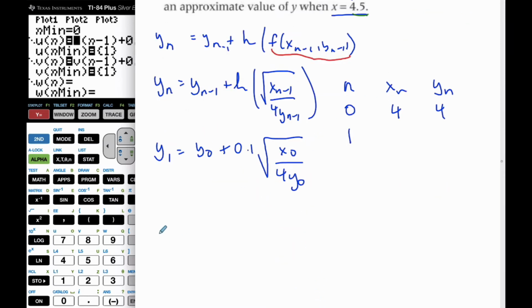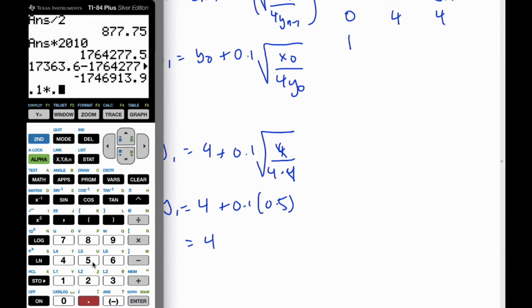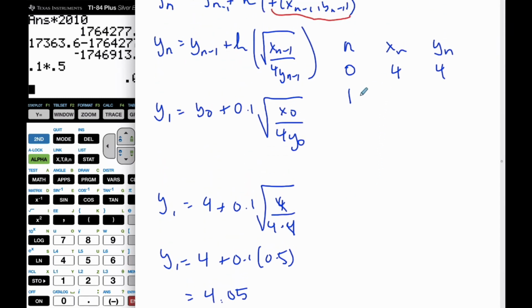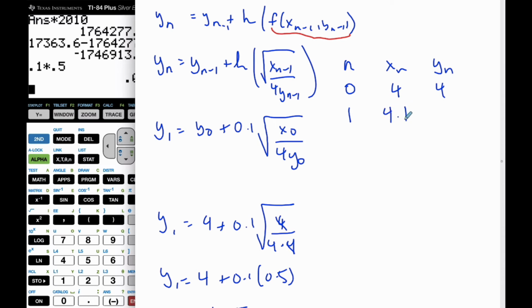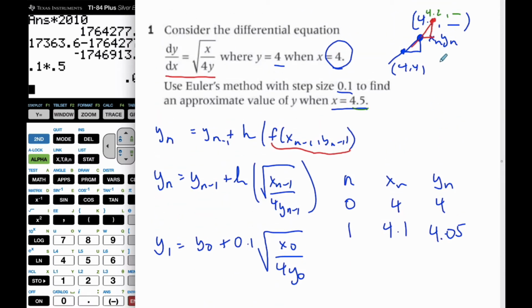When I plug these values in, y1 is going to equal 4 plus 0.1 times the square root of 4 over 4 times 4. If I do it by hand, those 4's cancel, that's 1/4, and the square root of 1/4 is 1/2, which is 0.5. So 0.1 times 0.5 is 0.05, so this is 4.05. When I add my step, x is 4.1, and the y value is 4.05. So this point here will be 4.1, 4.05.